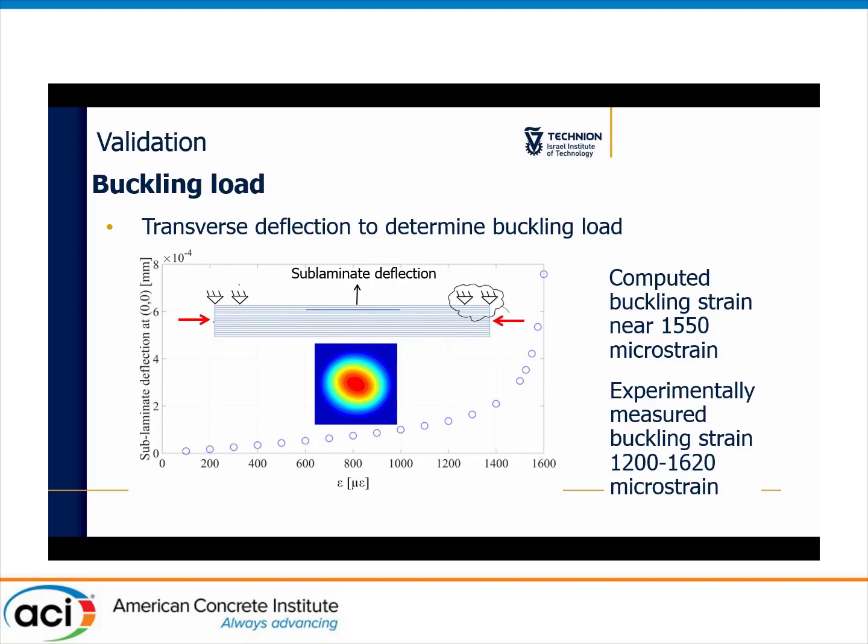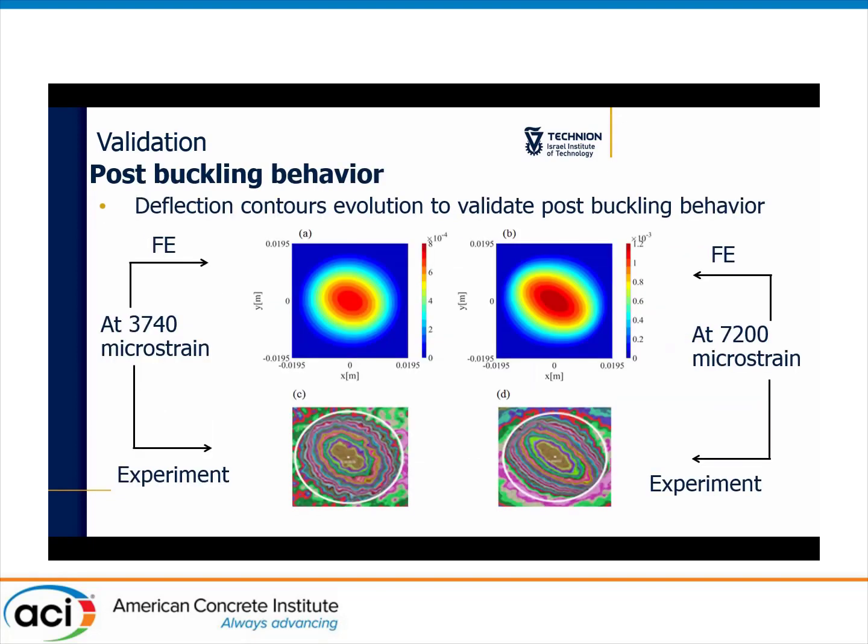These are our model results, which indicate that the computed buckling strain is near 1,550, and the experimentally measured result from the Butler et al. paper is between this number, which is in good agreement. This is a contour map of the out-of-plane deflections showing the locality of the phenomenon.